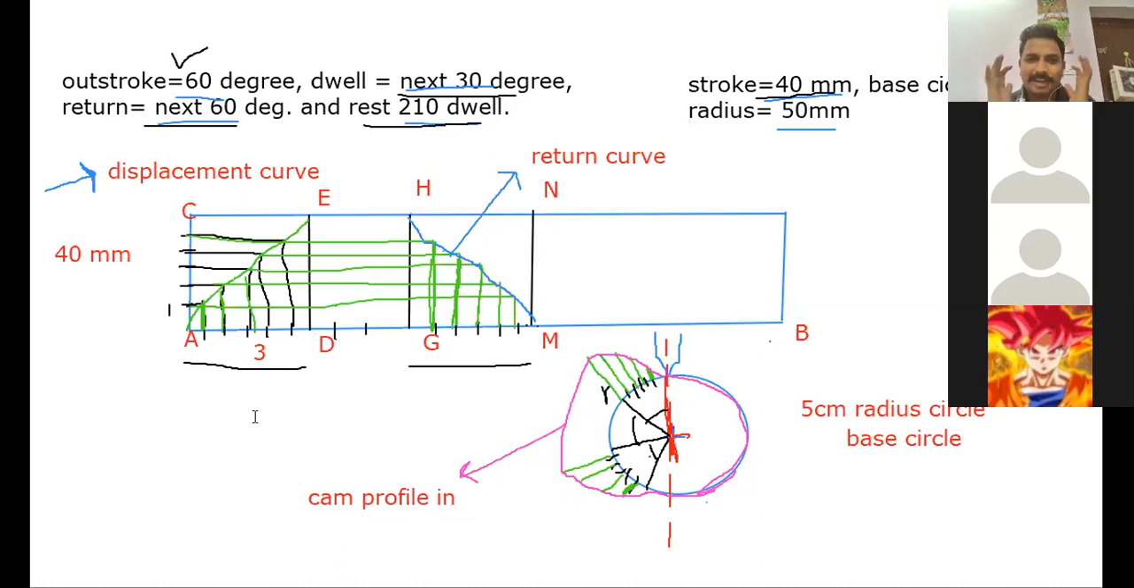This is one case, correct? Then the second case comes for the offset. So first case we will do, and the second case we would try to do tomorrow because the same thing has to be done. Correct?